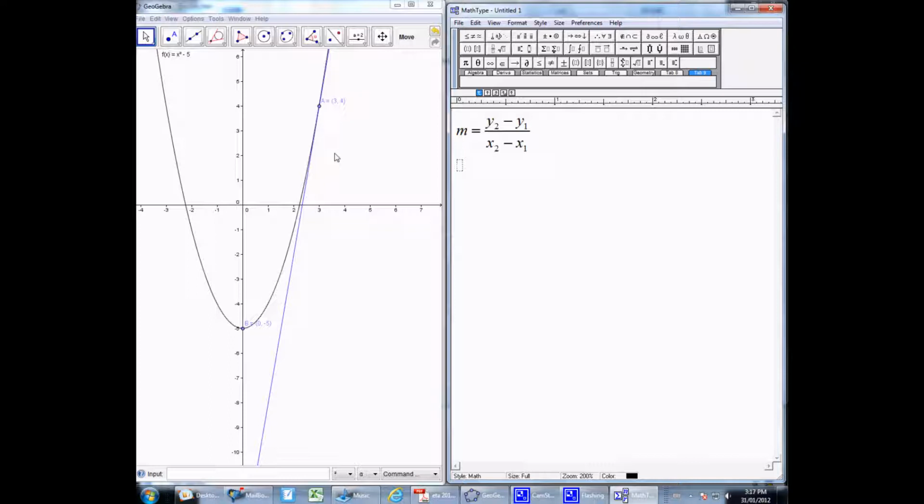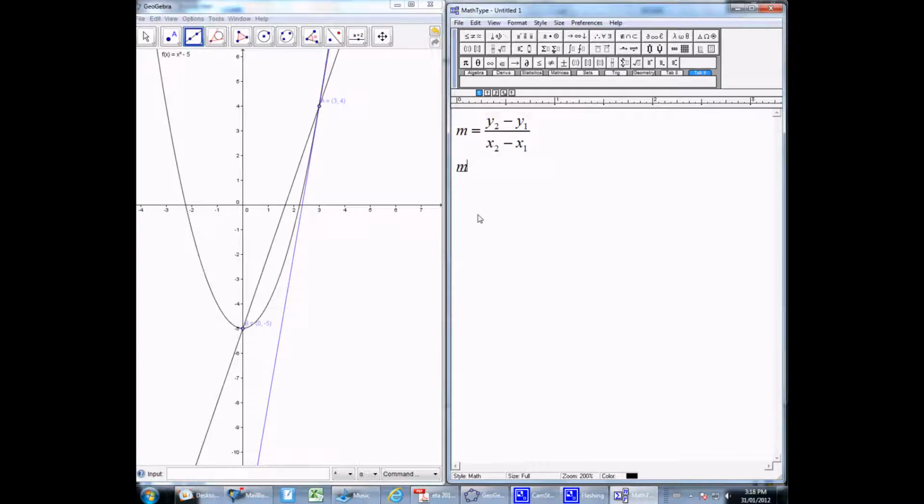Now the problem is that I don't know another point on this purple line. And using the slope formula, I will need 2 points. What I can do though is find another point on the curve, which I have labeled B. When x equals 0, y would equal negative 5 for the curve x squared minus 5. What I can do now is draw a line between A and B and calculate the slope of that line.